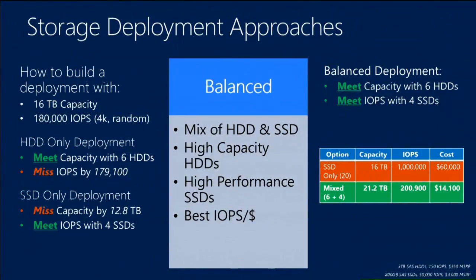If I tried to meet my capacity goals and my IOPS goals with SSDs, I'd need 20 of them. It's going to cost me 60 grand. This mix is only going to cost me $14,000, a dramatic reduction in cost.